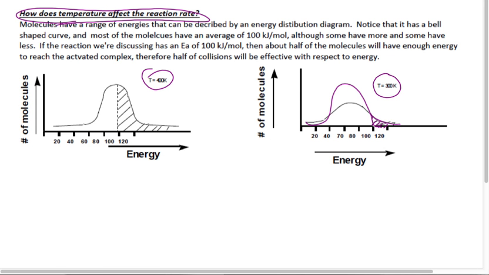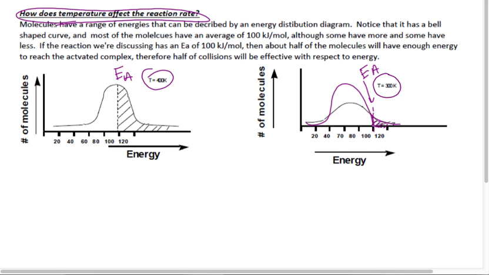That little hash mark right there represents the activation energy. Notice how it's in the same location in both pictures. If you change the temperature of a reaction, you don't change the reaction's activation energy. That's the energy required to get the reaction to start.